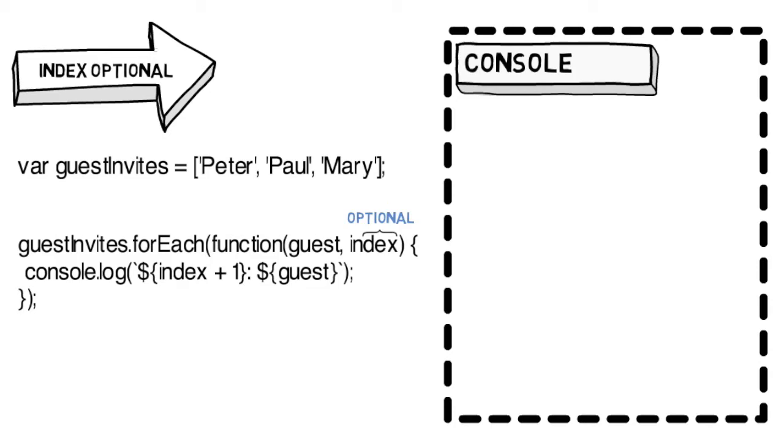So in our code block, using string interpolation, we look at our current value, Peter, as guest. And our index of Peter, which is 0, to which we then add 1 to make sure our output in the console is 1:Peter. And then we repeat this process again. Our current value, guest, is Paul at index of 1. So we add 1 to 1, and the result is 2:Paul. Finally, our current value, guest, is Mary at index of 2. So we add 1 to 2 and get 3:Mary.